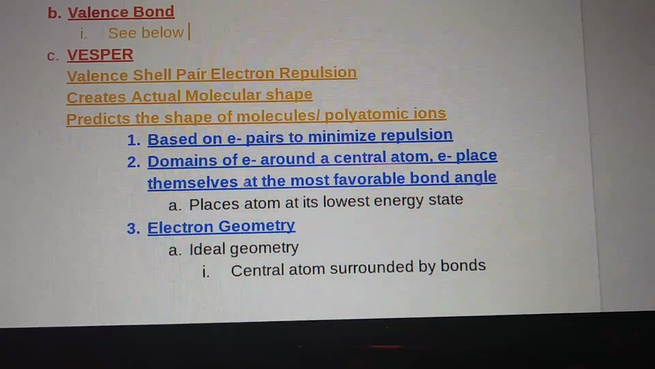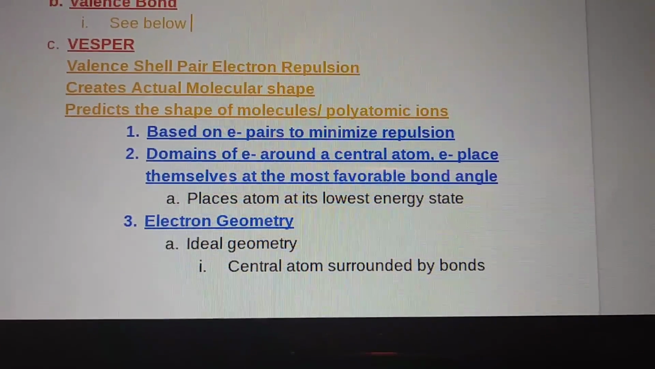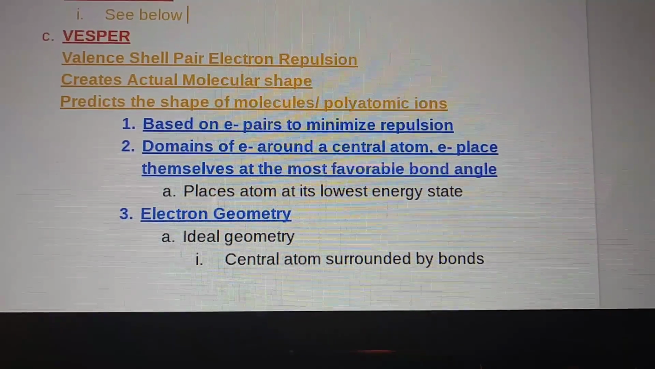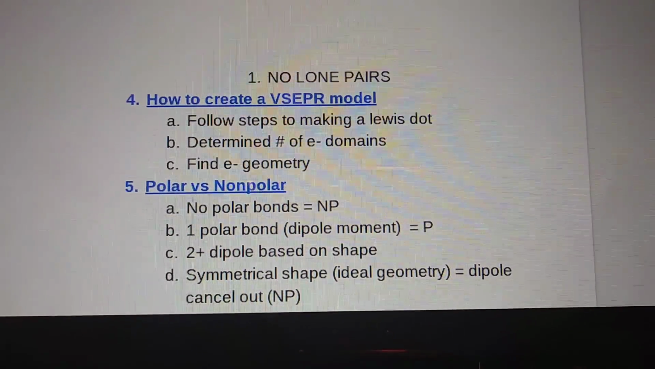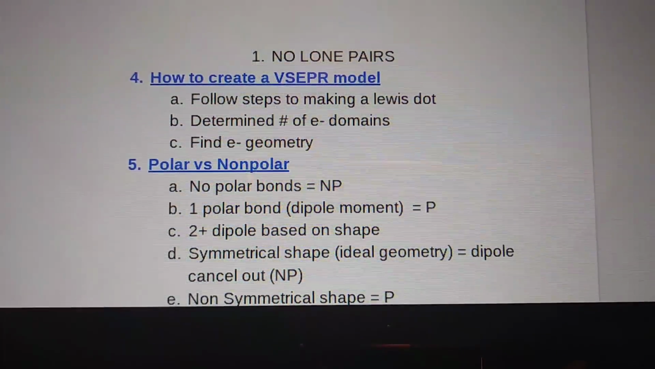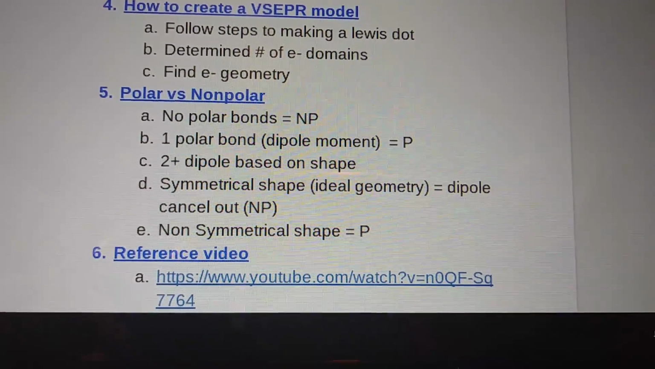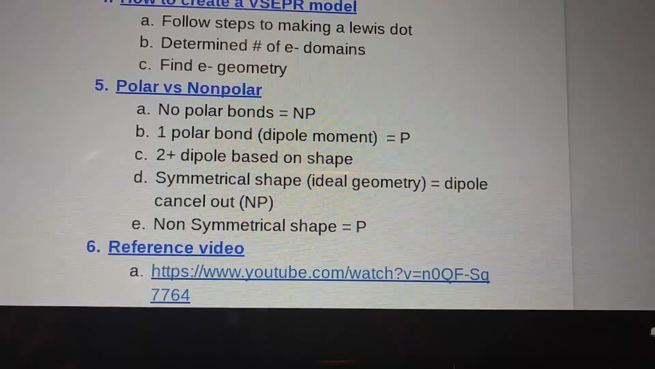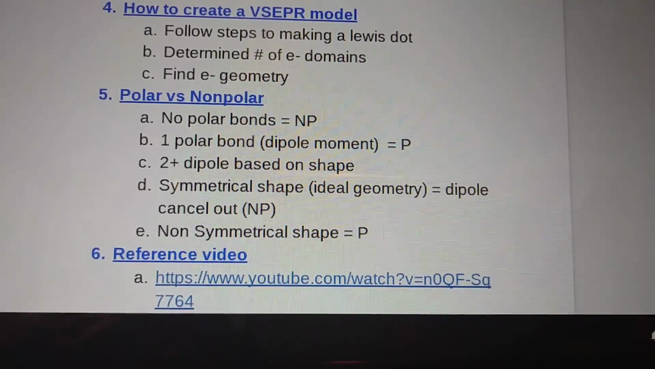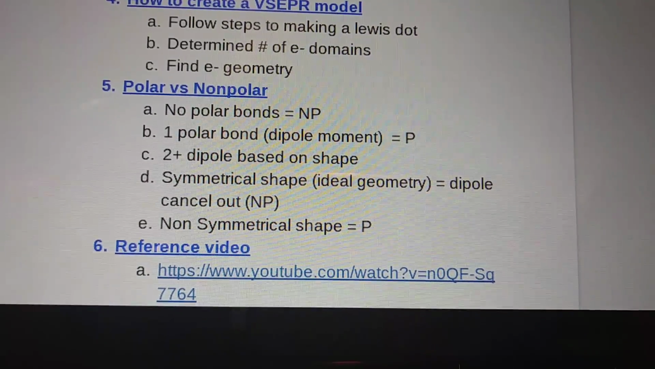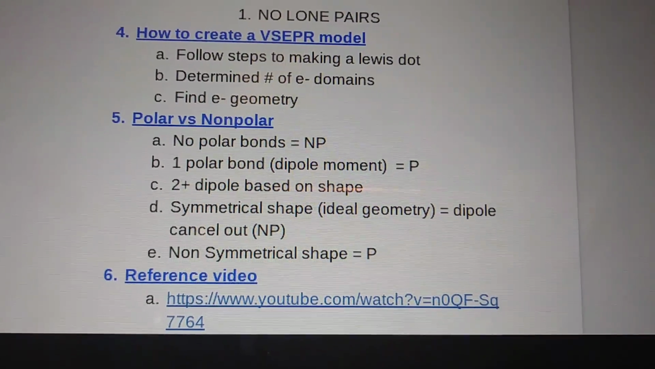So then we get to electron geometry, which we strive for in VSEPR for the ideal geometry, which is a central atom surrounded by all its bonds with no lone pairs. So to create the VSEPR model, you would basically just follow the steps for the Lewis dot structure, and then you would determine the number of electron domains, and then you would just find the electron geometry. Pretty simple. So definitely one of the rules of VSEPR is polar versus nonpolar, which gets a little tricky.